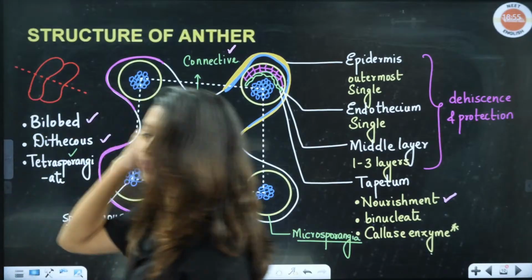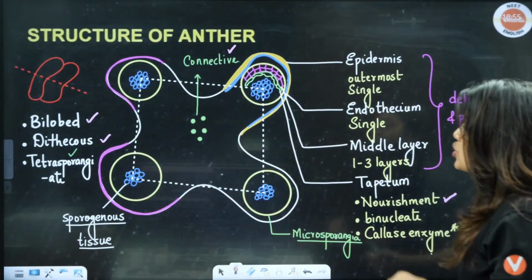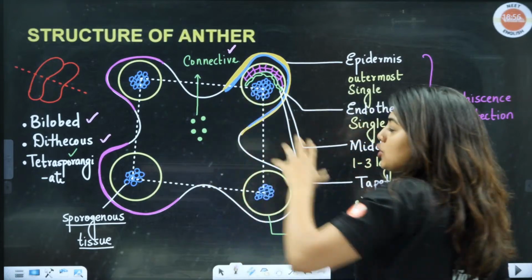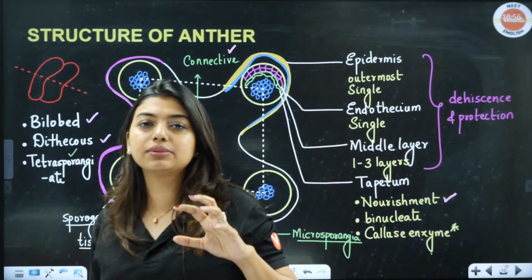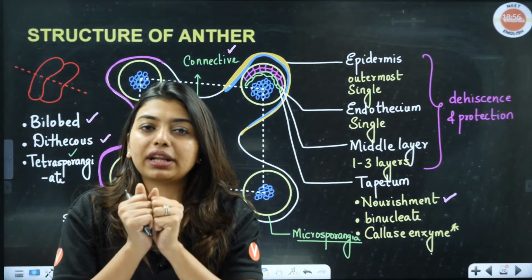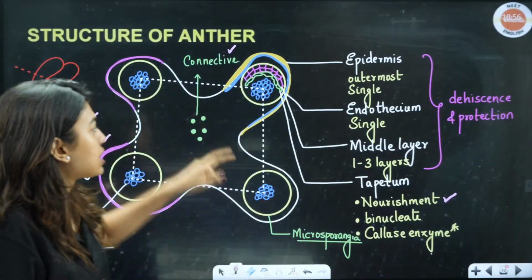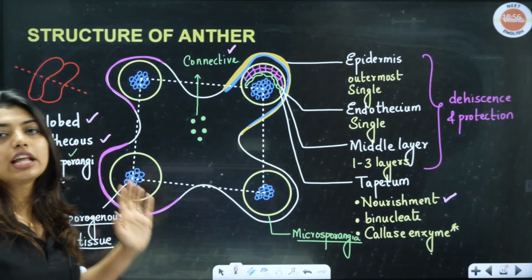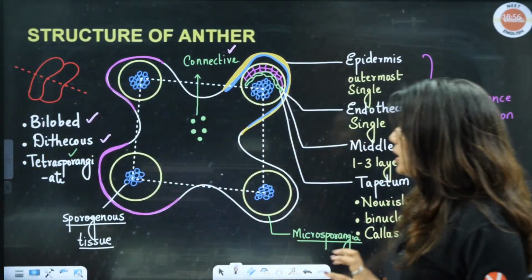Very good. Okay. Yes. So, look here. Tetrasporangiate. So, 1, 2, 3, 4. So, we have 4 microsporangia. So, that is why we call it tetrasporangiate. Bilobed, because there are two lobes. Dithecous, why? Because in one lobe there are 2 thecae. Okay? And then tetrasporangiate because there are 4 microsporangia. Clear to all of you?